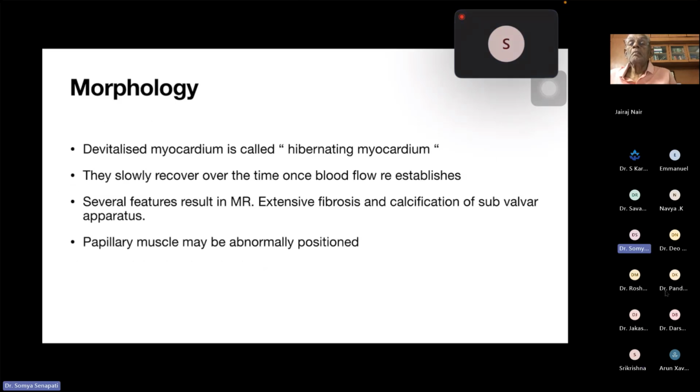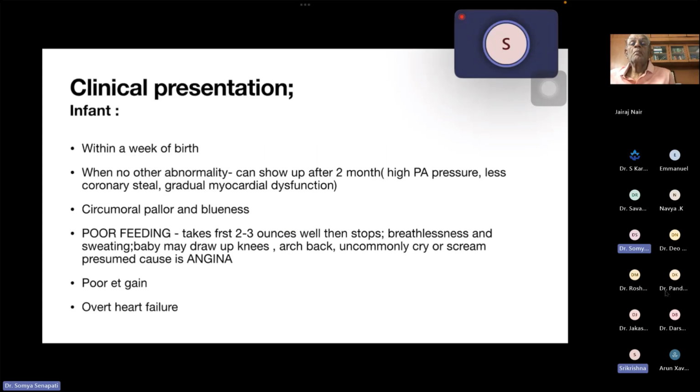So whatever devitalized myocardium is seen in this case, they are called hibernating myocardium because once the reperfusion is done, they slowly can recover over time once the blood flow is reestablished. Several features like extensive fibrosis and calcification of the subvalvular apparatus or the papillary muscle mispositioning can cause mitral regurgitation in these cases. So how do they present? In infants, they have a bimodal presentation, mostly in cases less than 3 months, and in population more than 8 months.